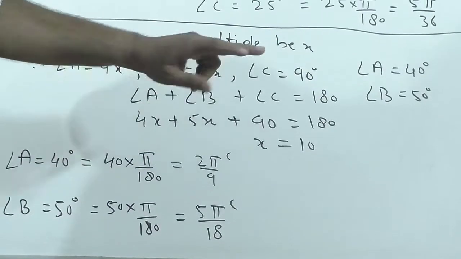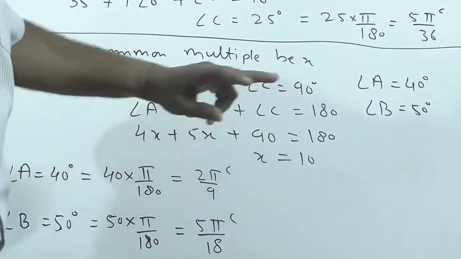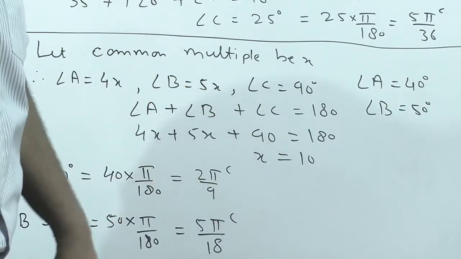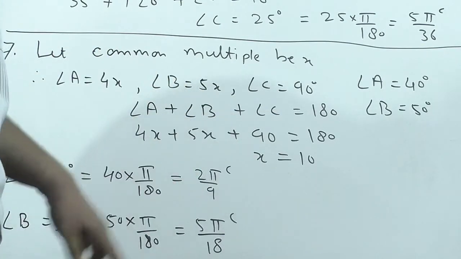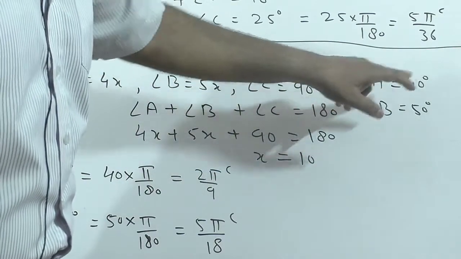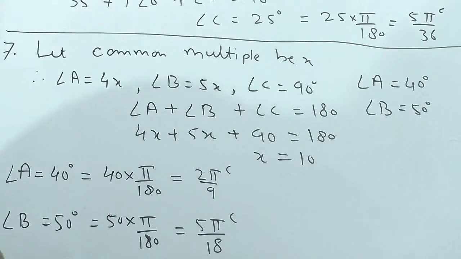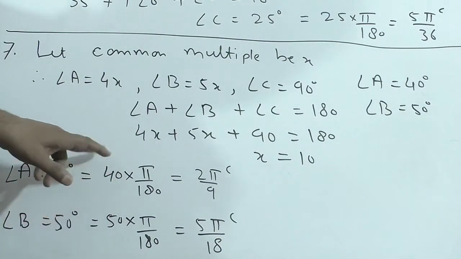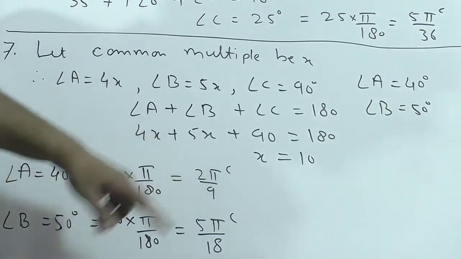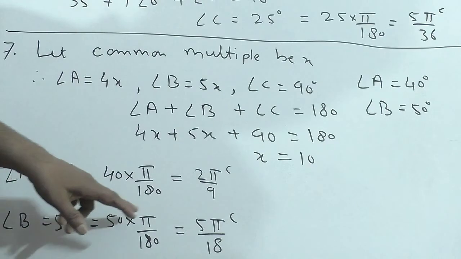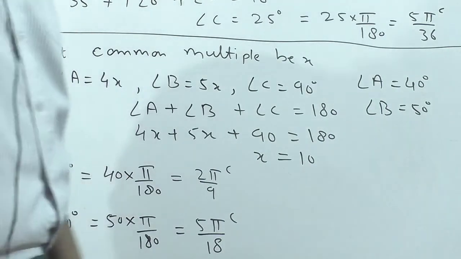Angle A plus angle B plus angle C is 180. 4x plus 5x plus 90 equals 180. 9x equal to 90, x equal to 10. Get it? When x equal to 10, angle A is 4x, that is 4 into 10, 40. Angle B is 5x, 5 into 10, 50. Both you have to convert to radian. 40 into pi by 180, cut, 2 pi by 9 radian. 50 into pi by 180, cut, 5 pi by 18 radian. Understood?